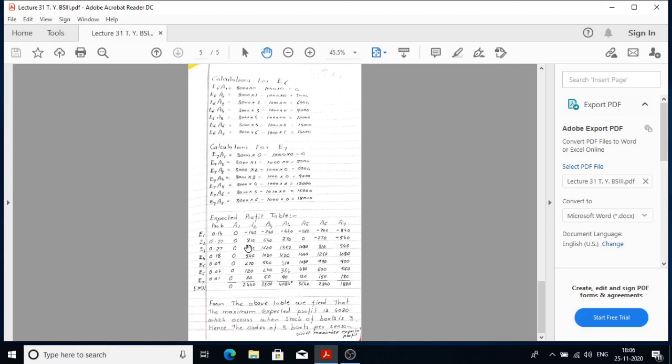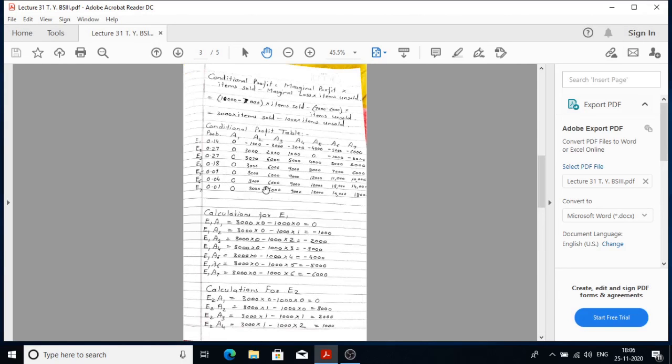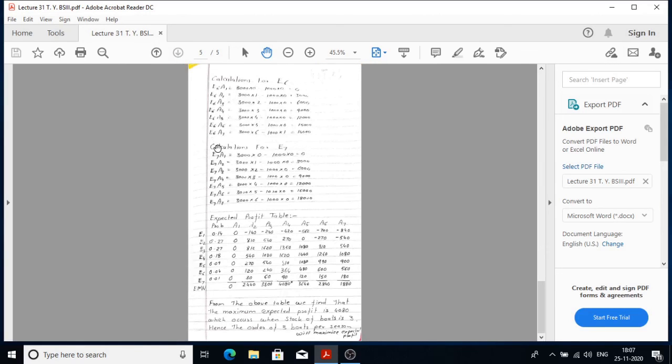So the next table becomes this expected profit table. Conditional profit table we have done in the previous part. So this is your conditional profit table. We will post all these values in this conditional profit table, and we will multiply the payoff with respect to probability to get the expected profit table. So this is your expected profit table, and then we will add the values column wise.